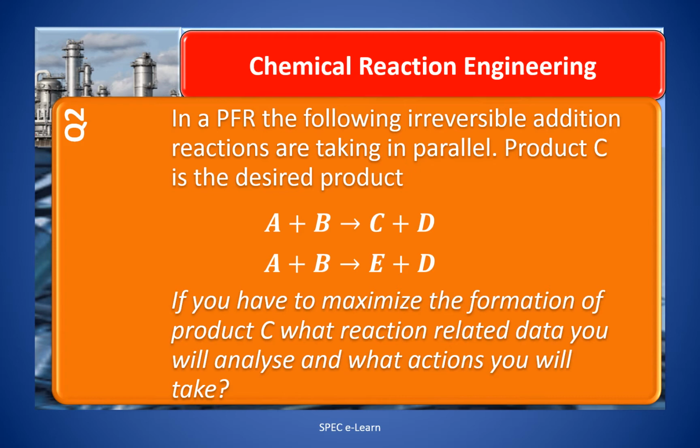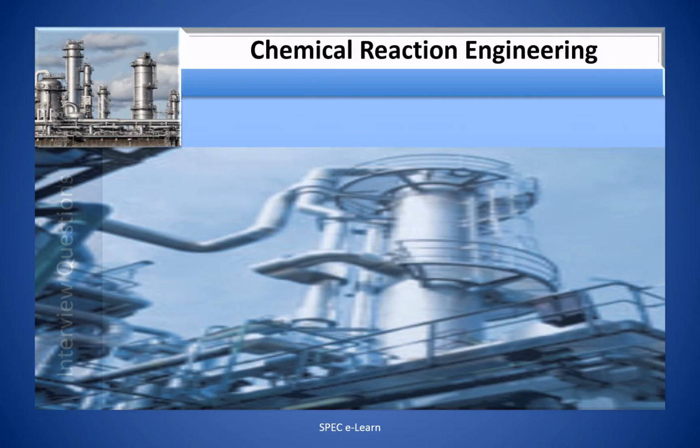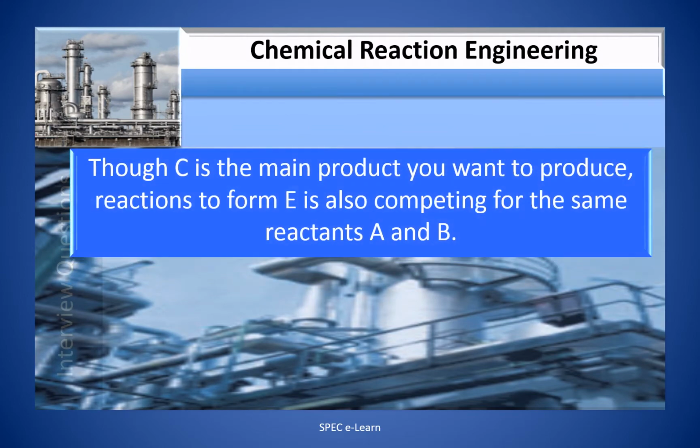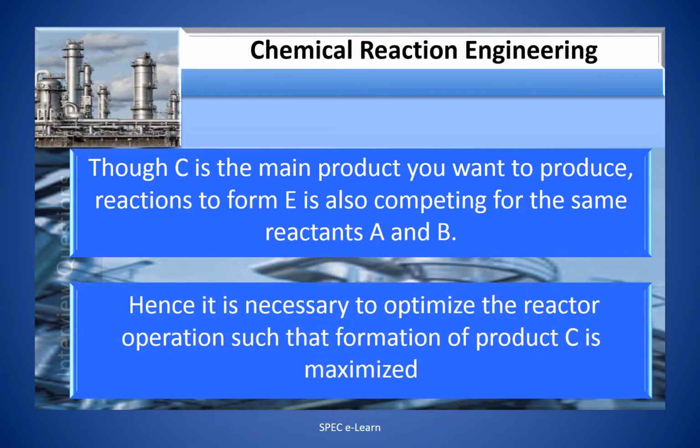Your time is up. The answer. Though C is the main product you want to produce, reactions to form E are also competing for the same reactants A and B. Hence, it is necessary to optimize the reactor operation such that formation of product C is maximized.